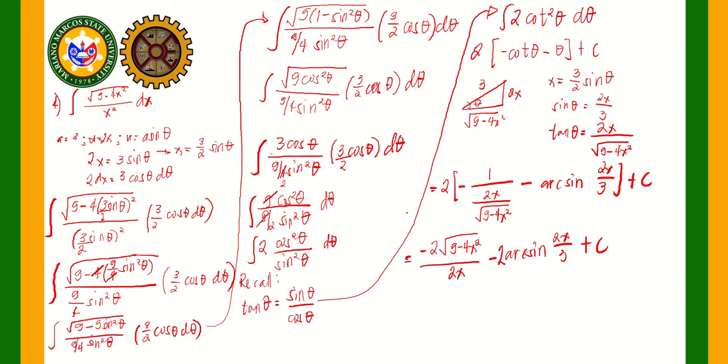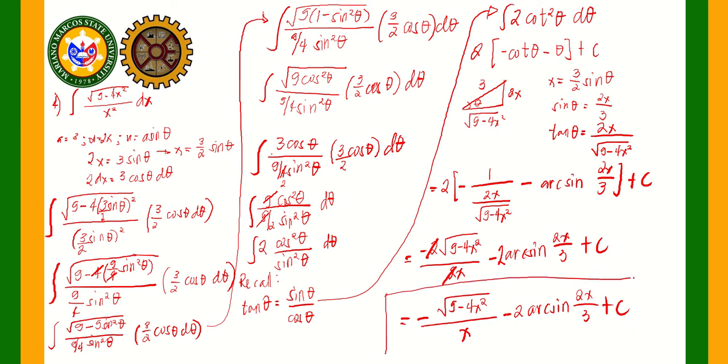The 2 is still there because I distributed it here. So let's distribute it there as well. However, this will cancel. So our final answer will be negative square root of 9 minus 4x squared all over x minus 2 arc sine 2x over 3 plus c. So this is our final answer for example number 4. Okay?